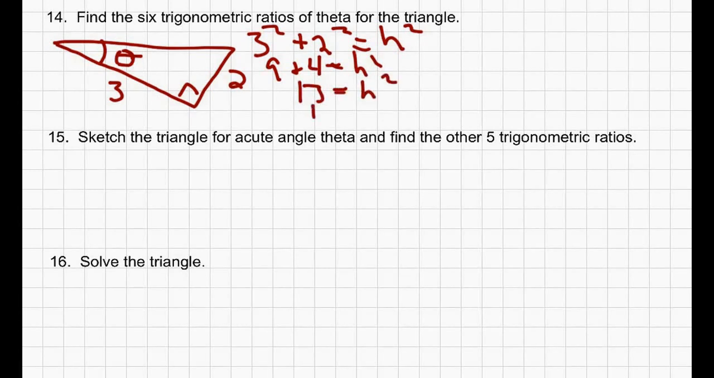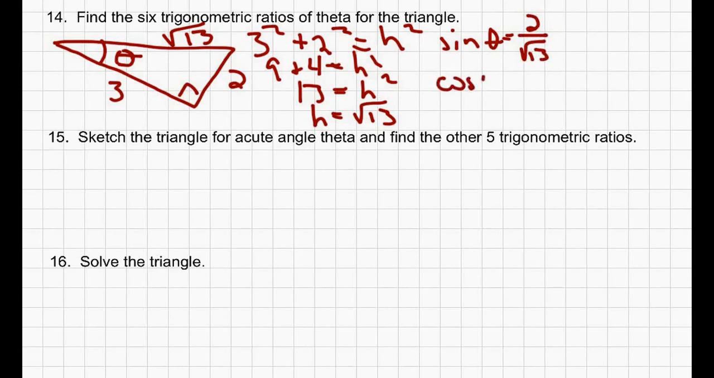So the hypotenuse must be the square root of 13. So now I can find the 6 trig ratios. The way that I'm always going to do it is I'm going to find sine, cosine, and tangent first. So sine is 2 over the square root of 13. Cosine is 3 over the square root of 13. Tangent is 2 over 3. Because the other 3 trig ratios are just the reciprocals of these.